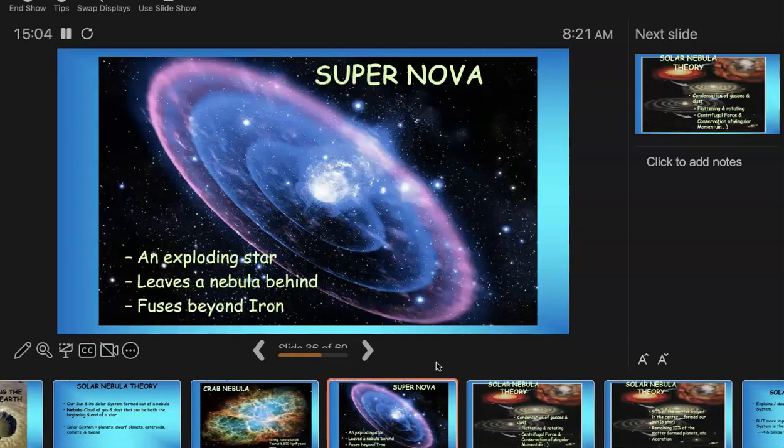I mentioned the word supernova a moment ago. A supernova is an exploding star, leaves a nebula behind, and as I indicated, it allows us to fuse beyond the element iron. What do I mean by beyond? Well, remember that periodic table we mentioned briefly a long time ago? What, 3 weeks now? Those are in order of increasing protons. Remember that? We're coming up on a test pretty soon, so you want to remember that. So, elements beyond iron.